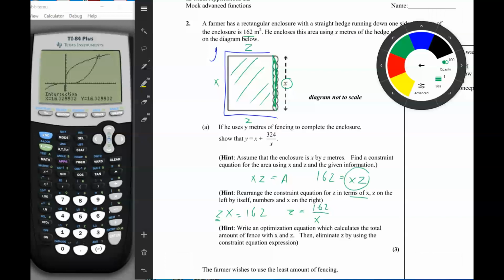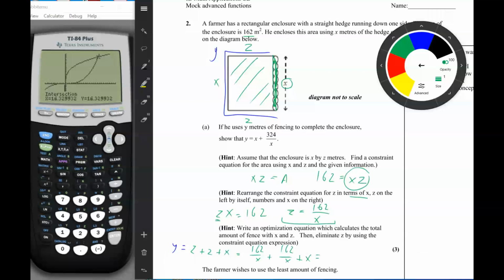Okay? So now the next step says write an optimization equation which calculates the total amount of fence with X and Z. So total amount of fence is this blue line here. You can see that Y is equal to Z plus X, right? And we want it just in terms of X, so eliminate Z by using the constraint equation expression, which is this. So now I'm going to put 162 divided by X every time I see Z. So 162 divided by X plus 162 divided by X plus X is Y.